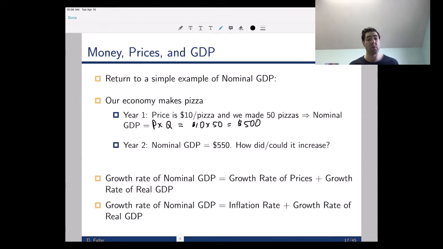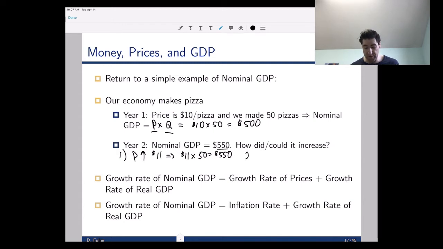Now, suppose I tell you that in year 2, nominal GDP had increased to $550. How could this happen? Well, when we look at the equation, there's 2 parts to nominal GDP. There's the price of the pizza or the quantity of pizzas made. So there's 2 possible options and anything in between, right? So one option is that the price of pizzas increased to $11. In that case, my nominal GDP is $11, the price, times 50, gets me to $550. So one option is the price of a pizza increased.